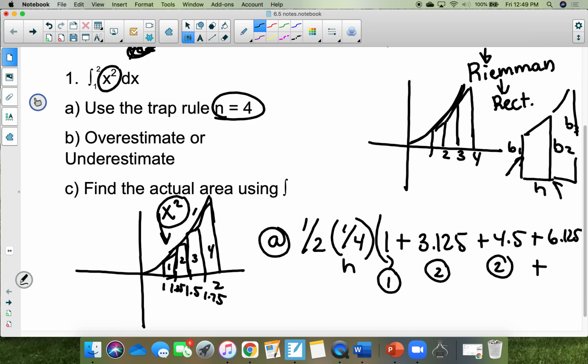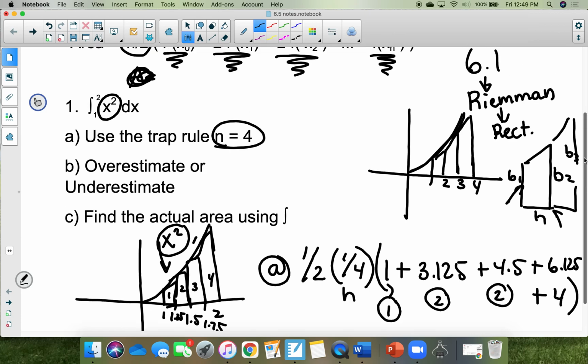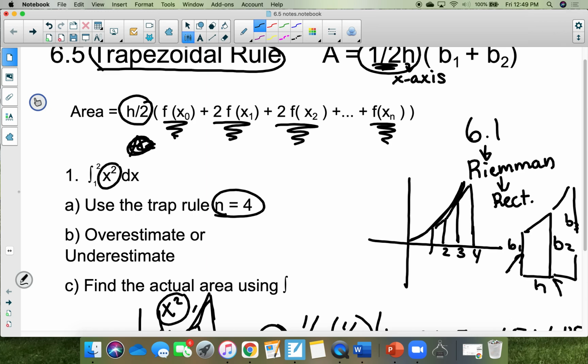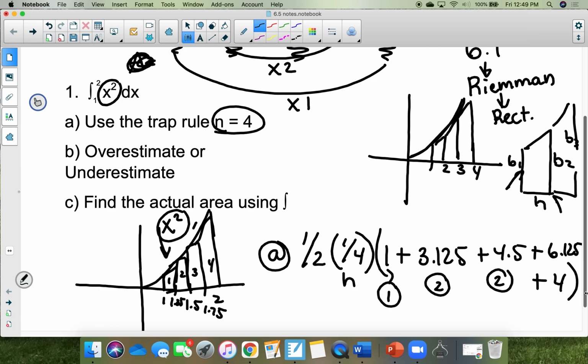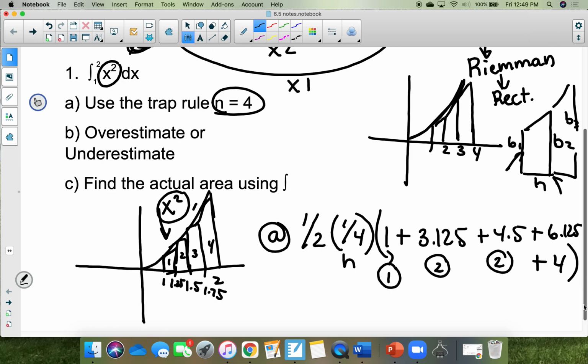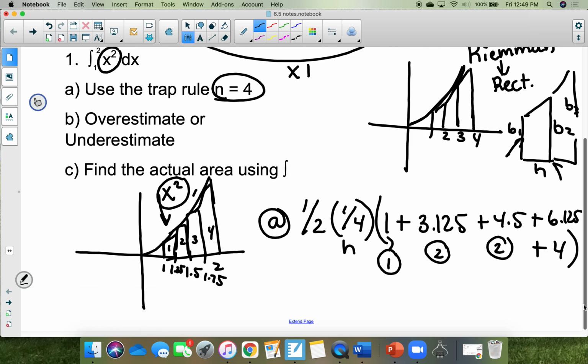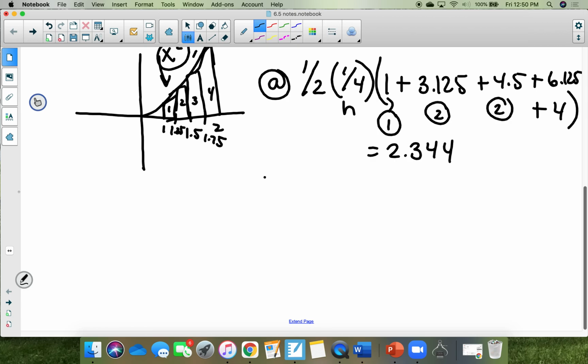But you don't have to multiply it by 2, because if you look at the formula, the last one and the first one are just times 1, and the middle ones share bases. They're times 2. You add that all up in A, and you're going to get 2.344. Okay, and then B we're going to come back to.